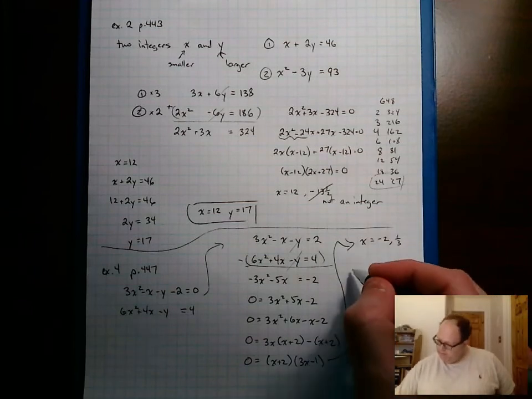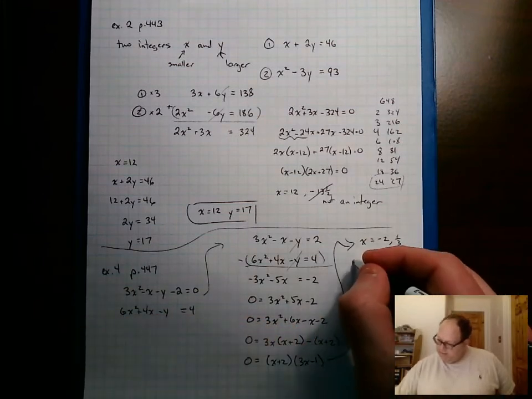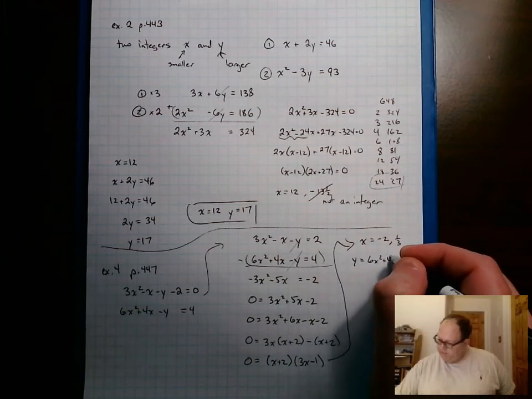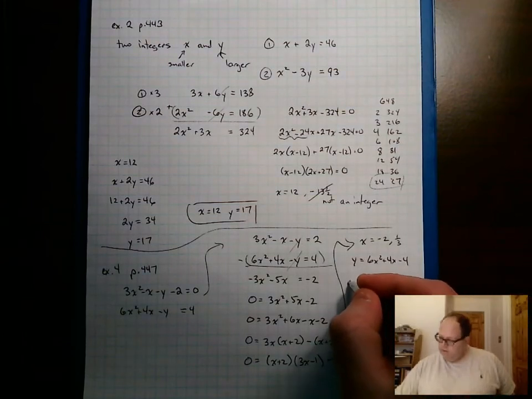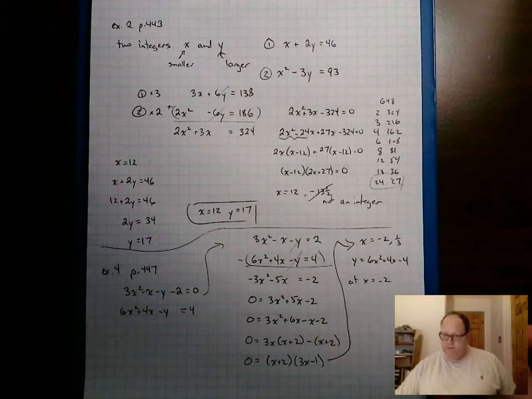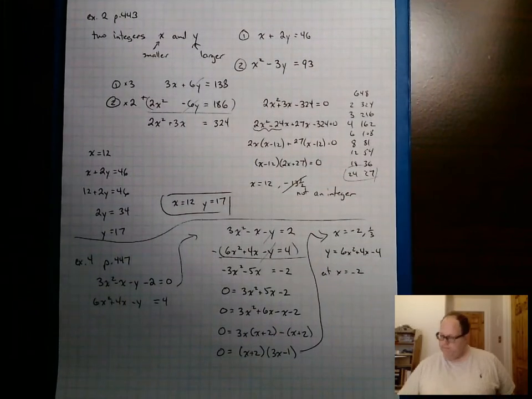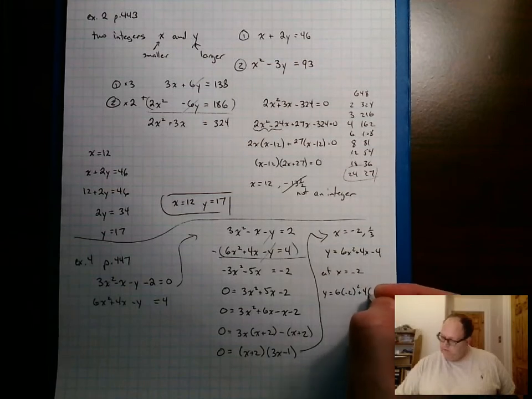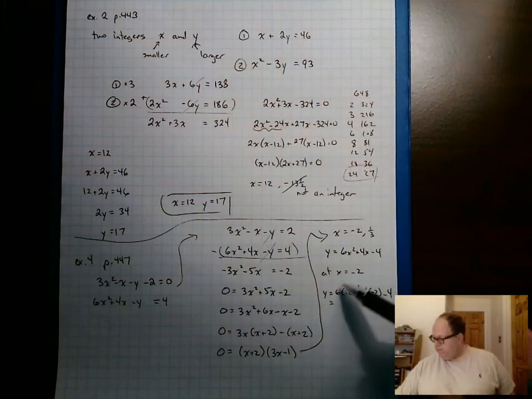And if I rearrange my second equation, I get the statement that y equals 6x squared plus 4x minus 4. So at x equals negative 2, I just realized my in-screen is going to move, so I'm going to shift this over a little. y equals 6 times negative 2 squared plus 4 times negative 2 minus 4. Negative 2 squared is 4, so 24. 24 minus 8 is 16, minus 4 is 12.